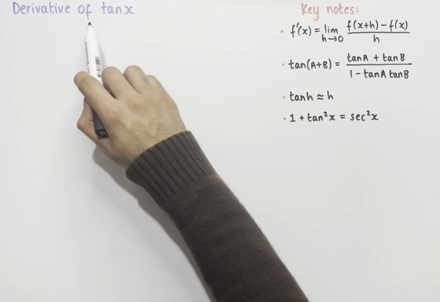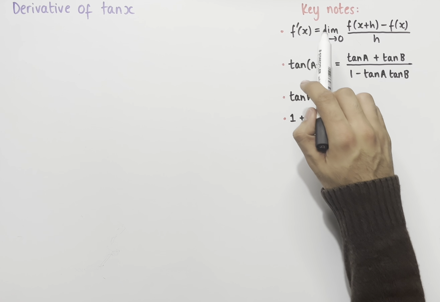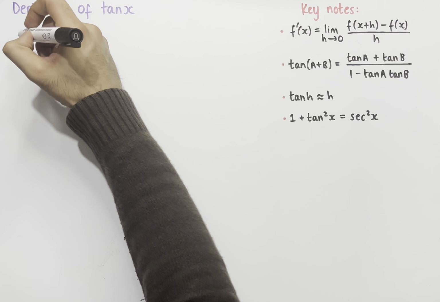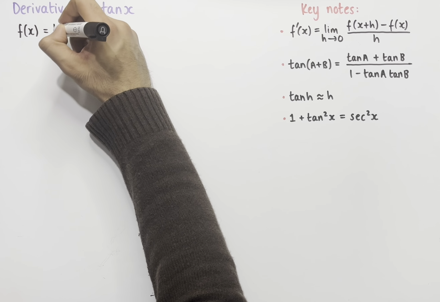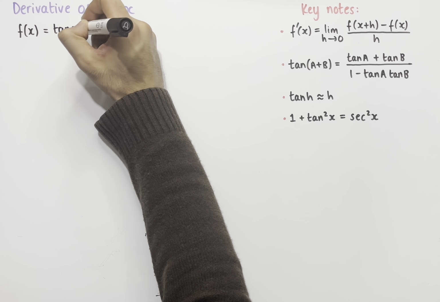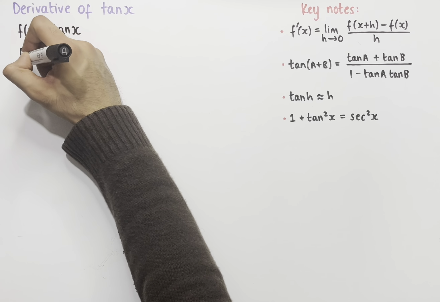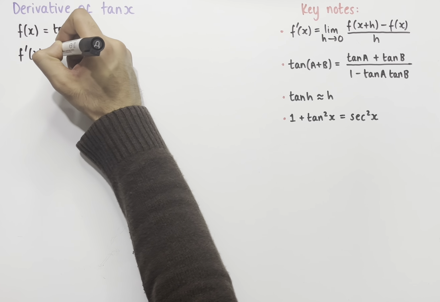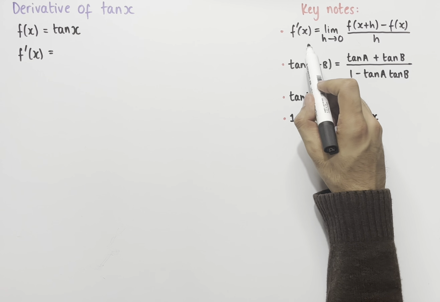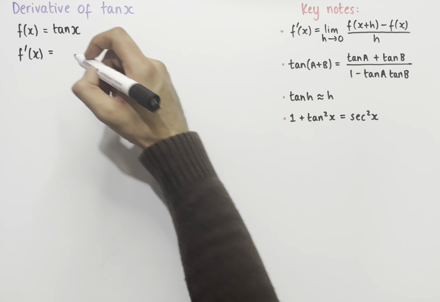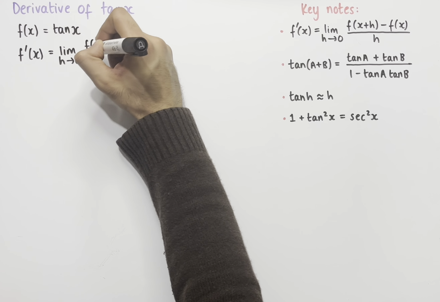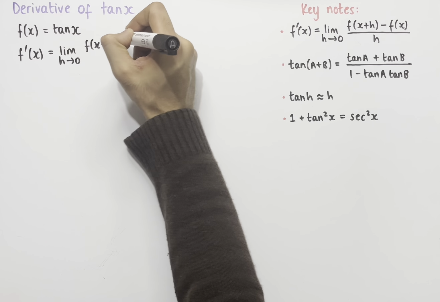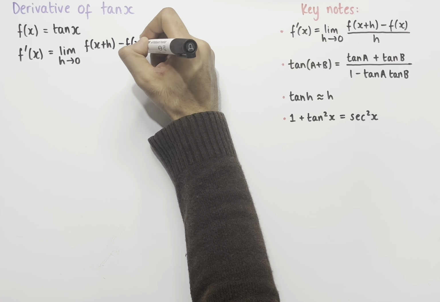Let's look at the derivative of tan x. These are some key notes that we'll be using. So we can start by letting f of x equal tan x, and then we know that the derivative of f of x is written as f dash of x, which by using the formula for differentiation from first principles, equals the limit as h tends to 0 of f of x plus h minus f of x all over h.